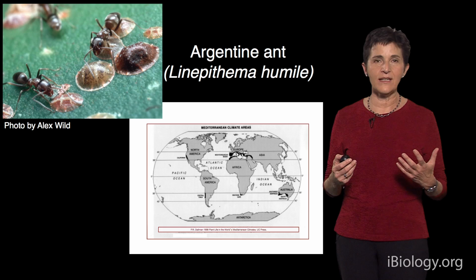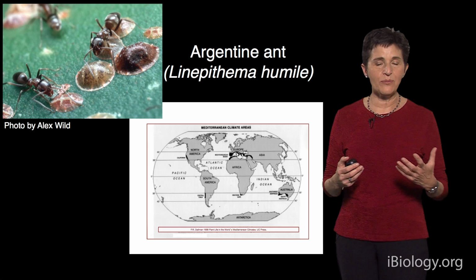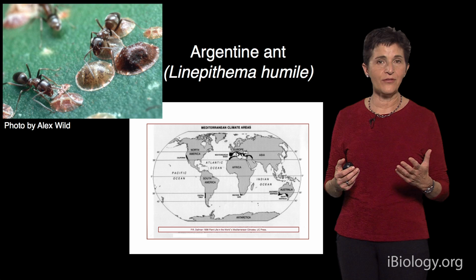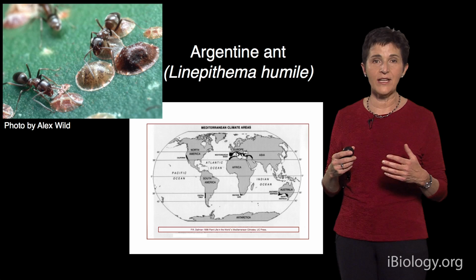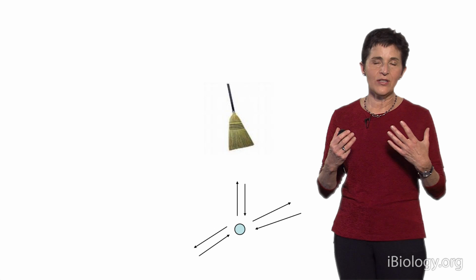So one species that we study in my lab is the Argentine ant. It's an invasive species. They came from Argentina. They have spread around the world, and everywhere that there's a Mediterranean climate, there are now Argentine ants: the coast of California, the coast of South Africa, Australia, the whole Mediterranean coastline, Japan, Hawaii. And one of the interesting things about how their interaction networks operate is how different they are from other ant species.